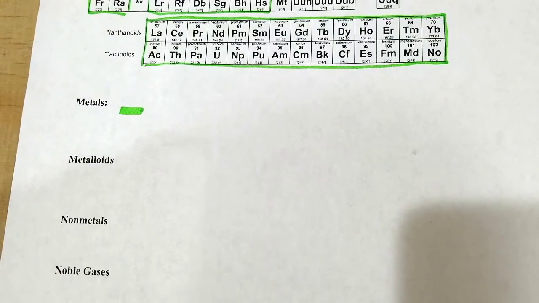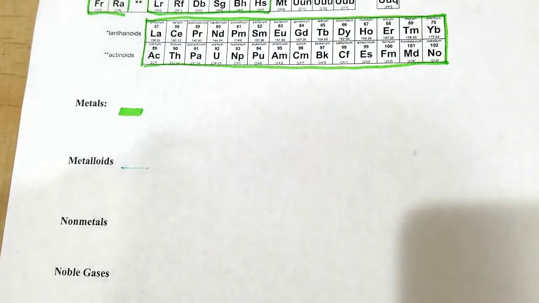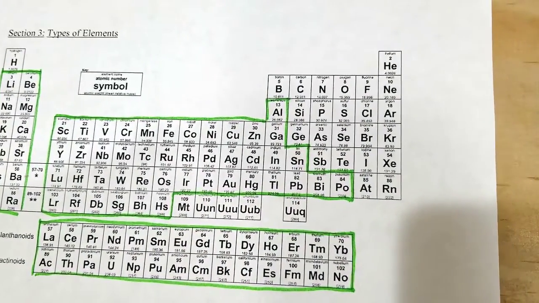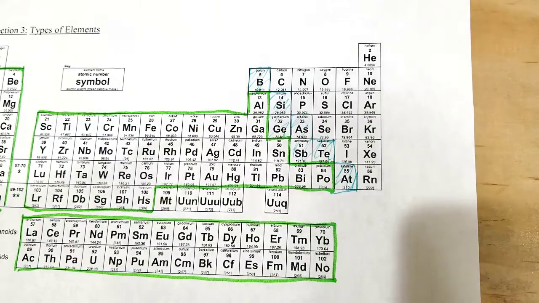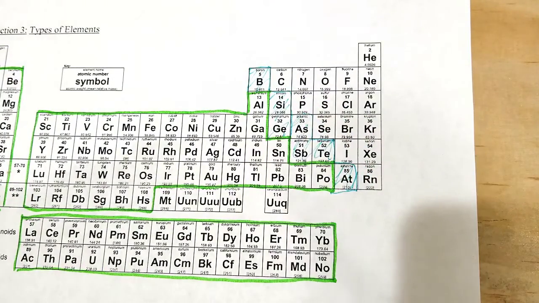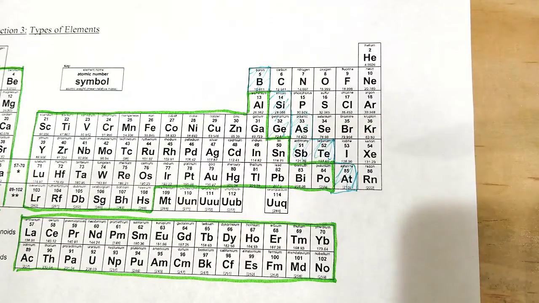Okay, next we have the metalloids. The metalloid is just this staircase right over here, and you probably notice there is a black border in your agenda for that. Metalloids are half metal and half non-metal, so they're kind of mixed between those two, and they're found right here.